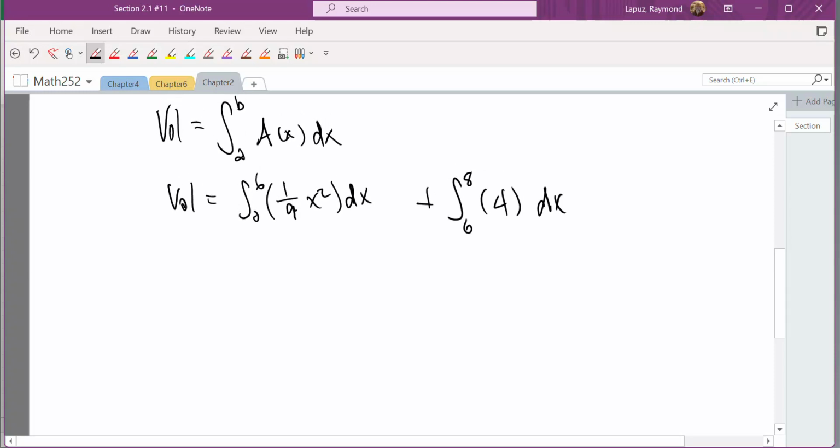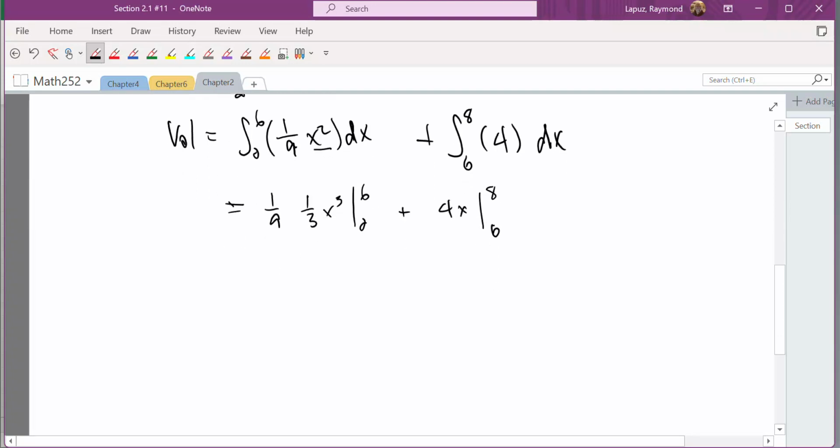Okay, so from here we should just integrate. The 1/9 is a constant, we'll take that out, 1/9, and then the antiderivative of x squared is 1/3 x cubed, and we're going to integrate this from 0 to 6. So this thing is just going to be 4x, and x is going to be integrated from 6 to 8. So that's just going to be, well, let's take a look at this. This is 1 over 27 times 6 cubed minus 0. So we'll work that out.